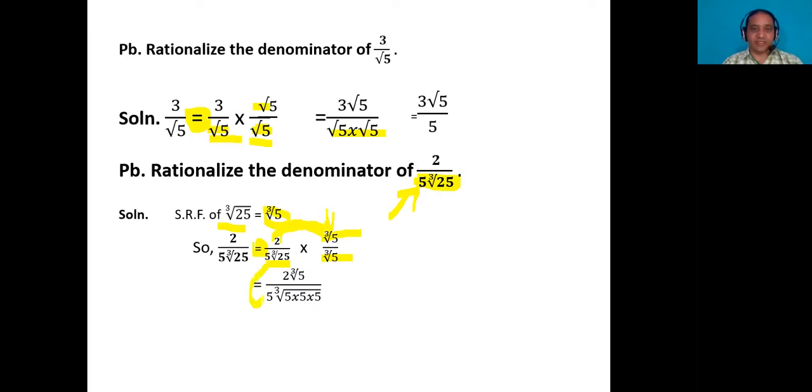This 5 is as it is. And cube root 25 means 2 5s, and with this cube root 5, one more 5. Hence we are having cube root of 5 into 5 into 5, which gives you 5. And that is the final step now. We are having 25 in the denominator. So finally, we have rationalized the denominator.